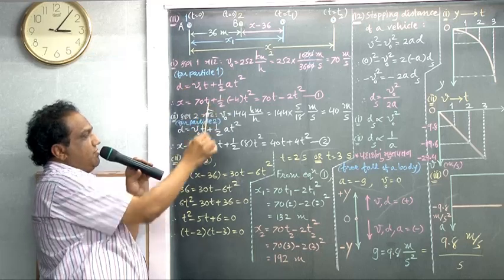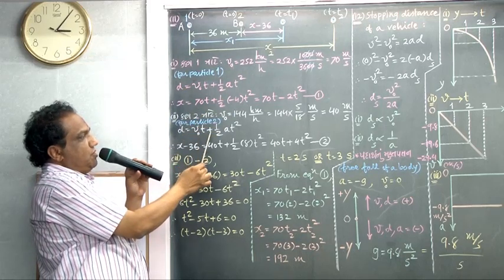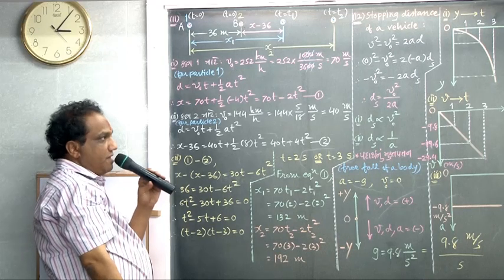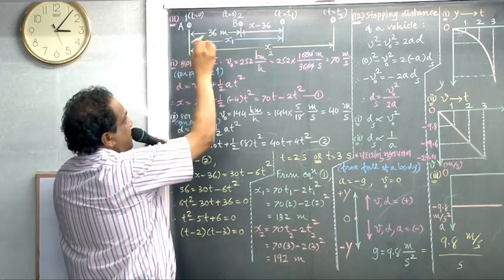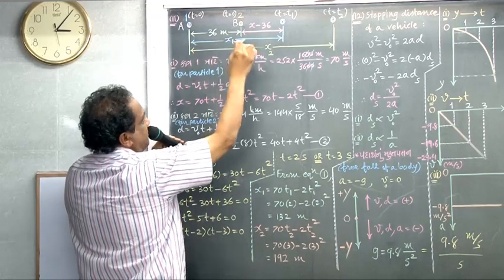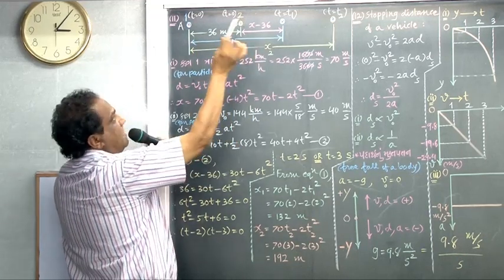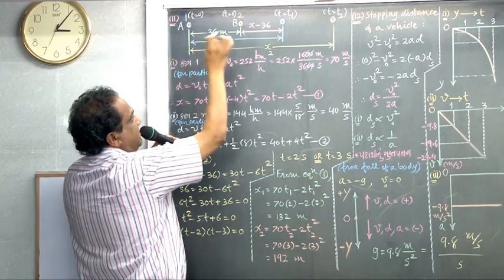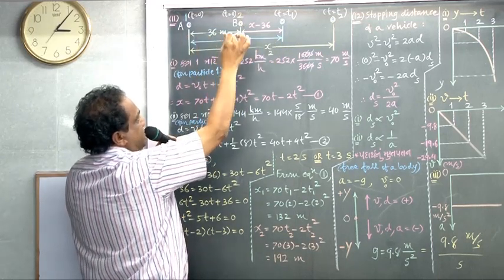Same equation I am writing once again: d equals v0 t plus 1 by 2 a t square. But now take care. Suppose this one distance is x. Suppose. Then this one is 36. Correct? This much is x. This much is 36 meter.